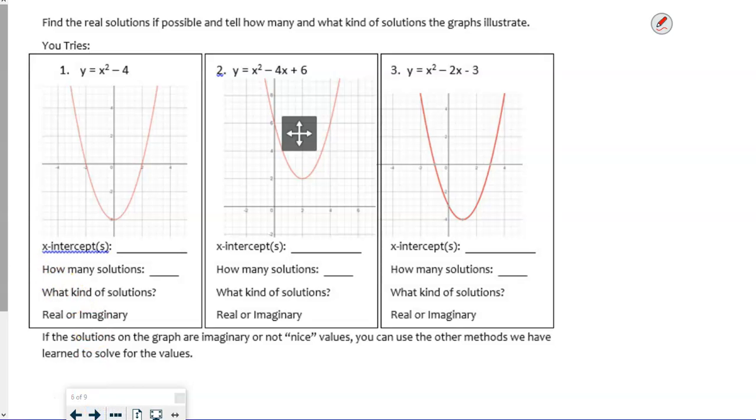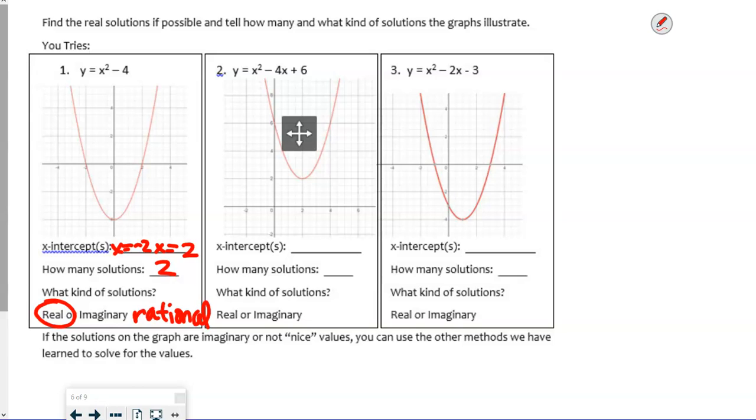So on the first U-try, again, where do we see the graph intersecting the x-axis? I see it at x equals -2 and x equals 2. How many solutions? There are 2 of them. And what kind are they? They are real. And these are rational because, again, they're whole numbers, right?